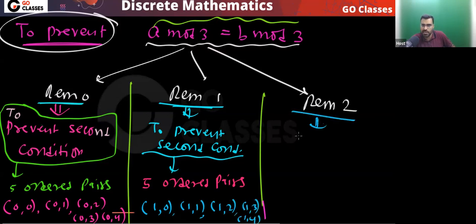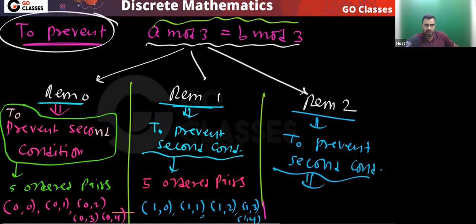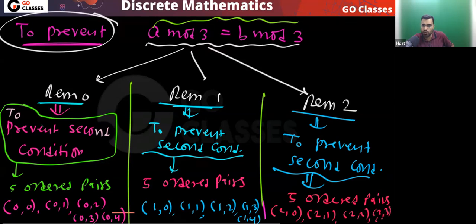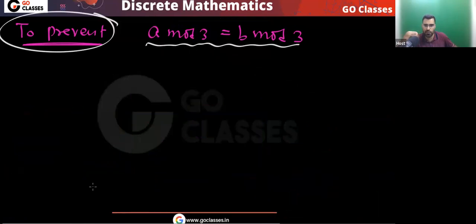And in this third category, if I want to prevent the second condition, again I can create 5 ordered pairs: (2,0), (2,1), (2,2), (2,3), (2,4). So this is the final point: 5 ordered pairs here, 5 here, 5 here. Total 15 ordered pairs I can create to prevent this couple from happening.